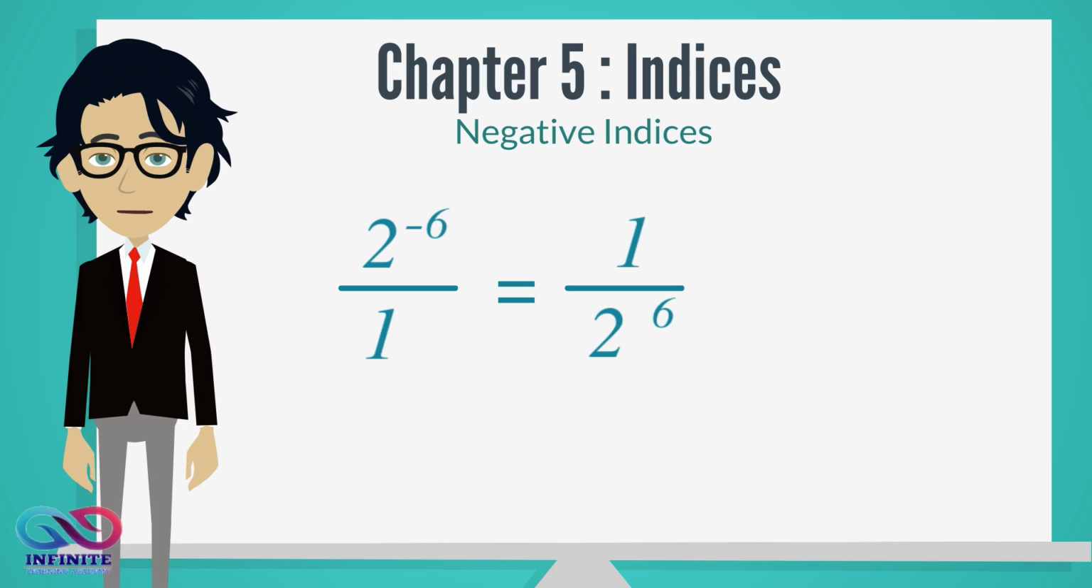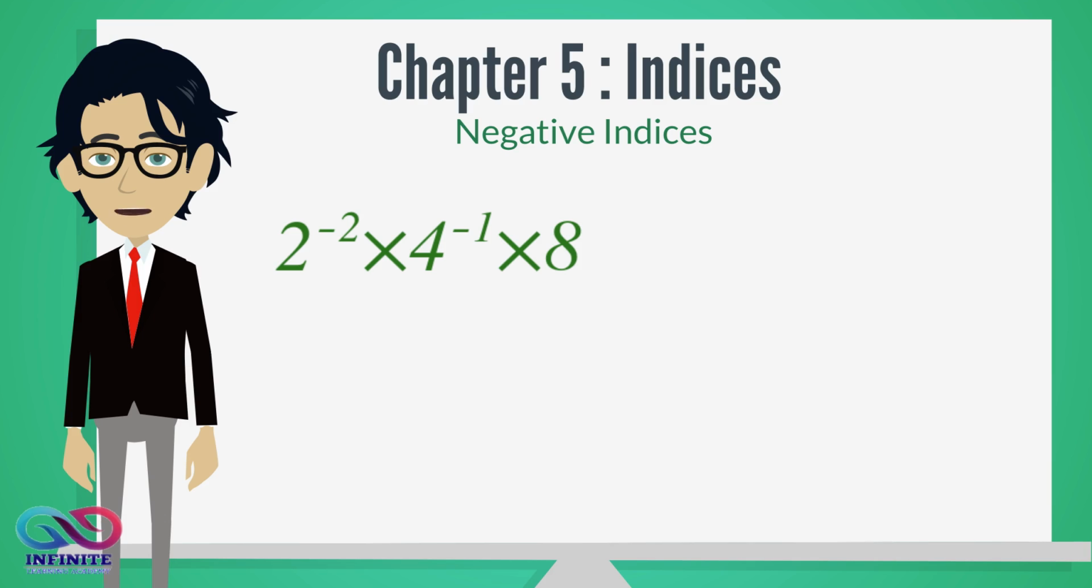Now just find the answer of 2 to the power of 6 using your calculator. 2 to the power of 6 is 64. Then the answer will be 1/64. Now let's solve questions with negative indices.